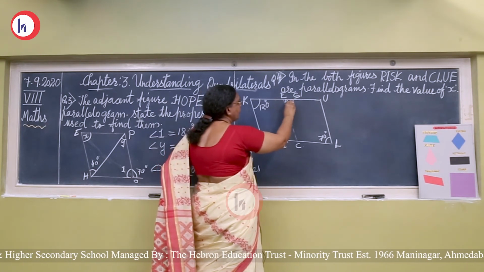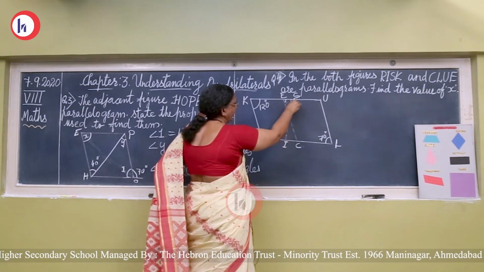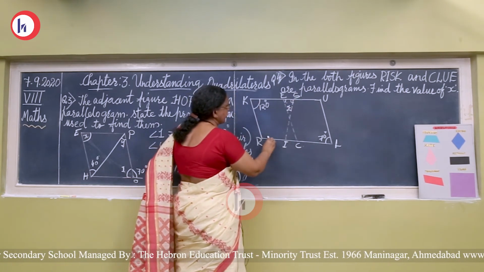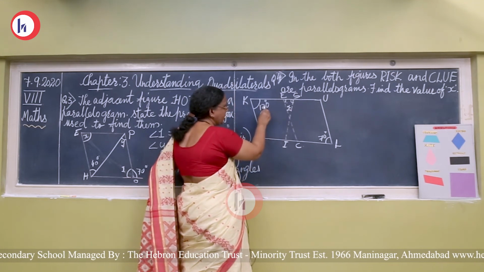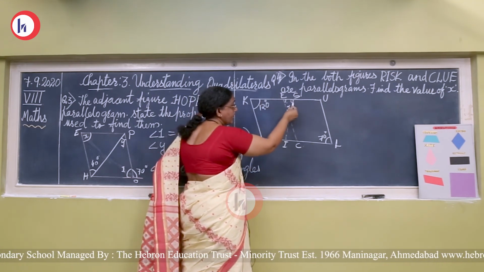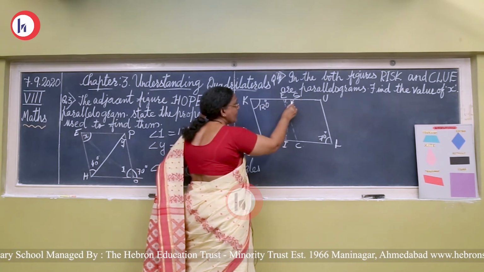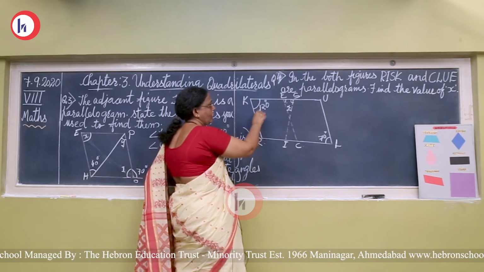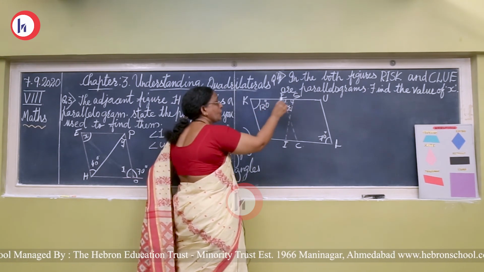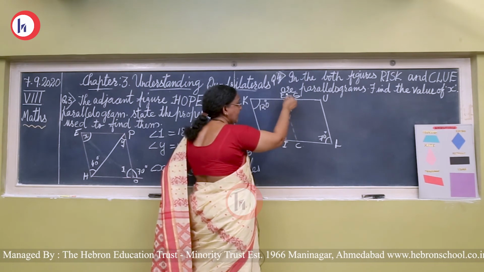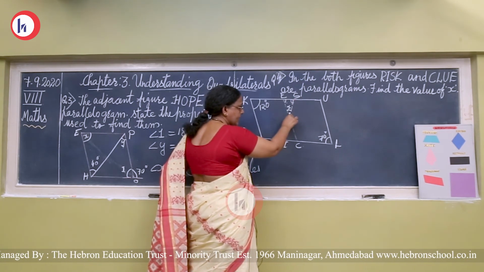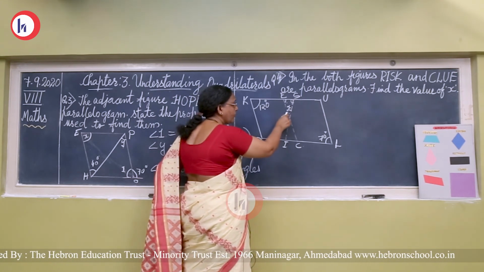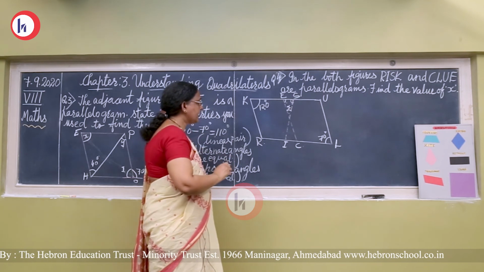Got it? Now again, you know that a 120 degree angle is adjacent with this angle. So adjacent angles are supplementary. For that, 180 minus 120 will be 60 degree. So here also 60 degree. So 60 plus 70 plus x, by the angle sum property of triangle, is equal to 180. From that we can solve for x. So in this way we can write it.